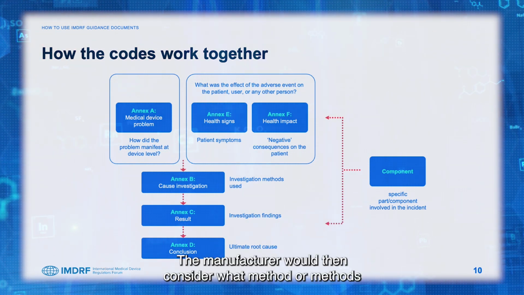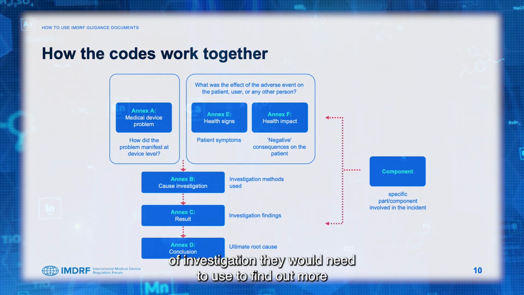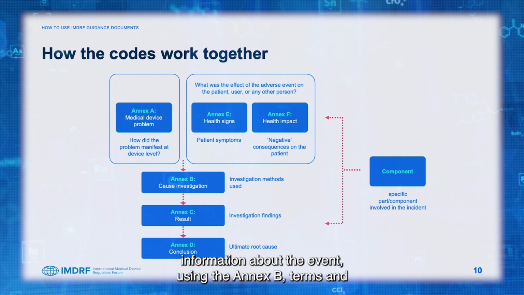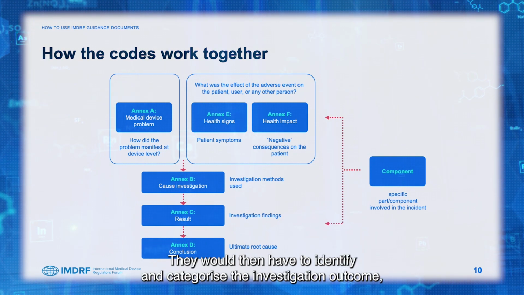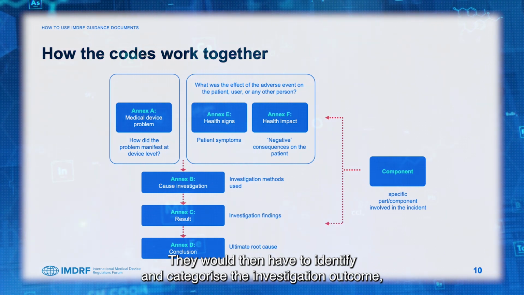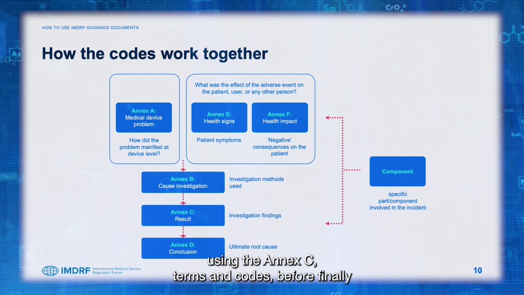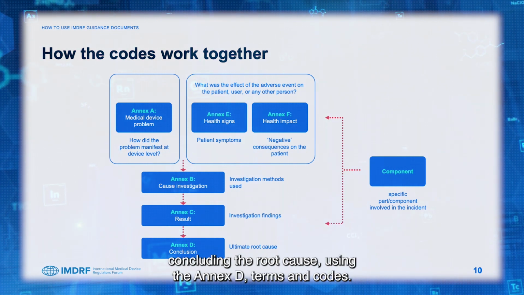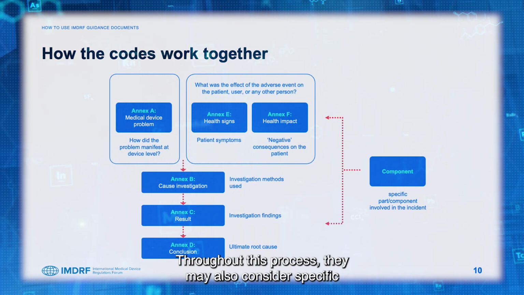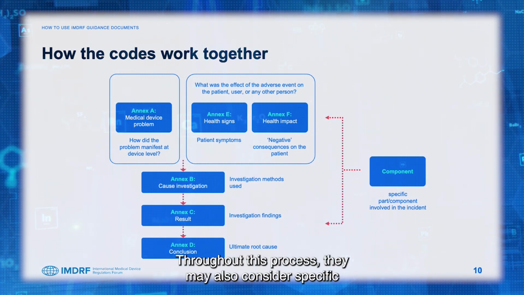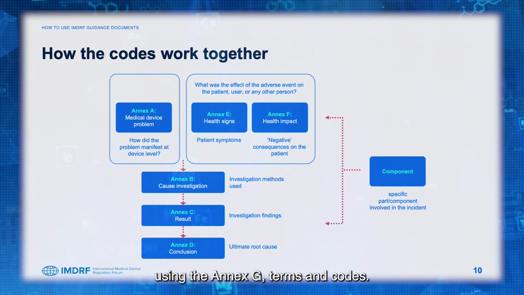The manufacturer would then consider what method or methods of investigation they would need to use to find out more information about the event, using the Annex B terms and codes. They would then have to identify and categorize the investigation outcome using the Annex C terms and codes, before finally concluding the root cause using the Annex D terms and codes.